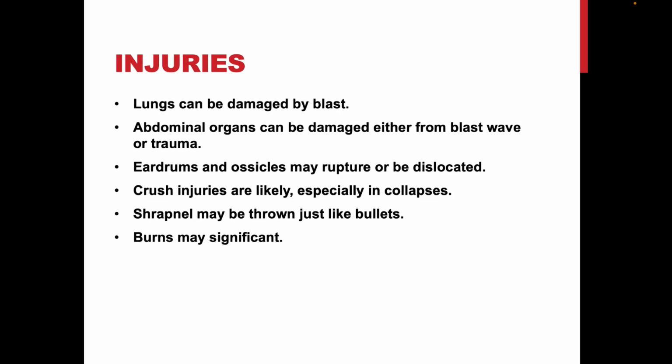The injuries that we're going to see from blast injuries are typically going to involve lungs and abdominal organs, if they're close enough to the blast wave or to any resulting trauma, such as getting thrown into a building or having a building collapse on them. Eardrums and ossicles may rupture or be dislocated. This frequently means that lots of patients immediately following these will have either temporary or permanent hearing loss. Crush injuries are likely, especially if there's been any associated building collapse. And shrapnel can be thrown just like bullets, except sometimes significantly larger.